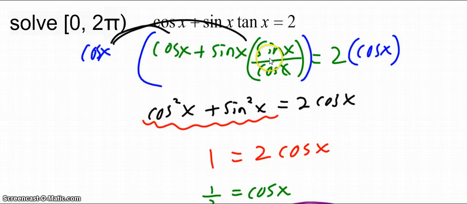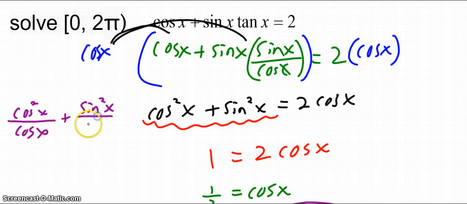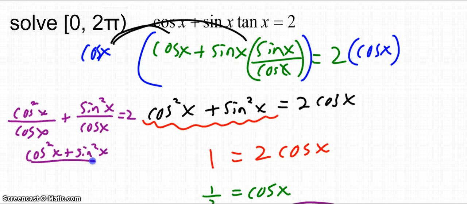Another strategy though, maybe you said to yourself, okay, well, I don't mind working with a fraction, and in fact, I kind of like it. So instead of multiplying everything by cosine of x, I'm going to get a common denominator. So you could have multiplied this term here by cosine of x over cosine of x, and then you would end up with cosine squared of x over cosine of x plus sine squared of x over cosine of x equals 2. Now you have a common denominator. So this becomes cosine squared of x plus sine squared of x over cosine of x equals 2.